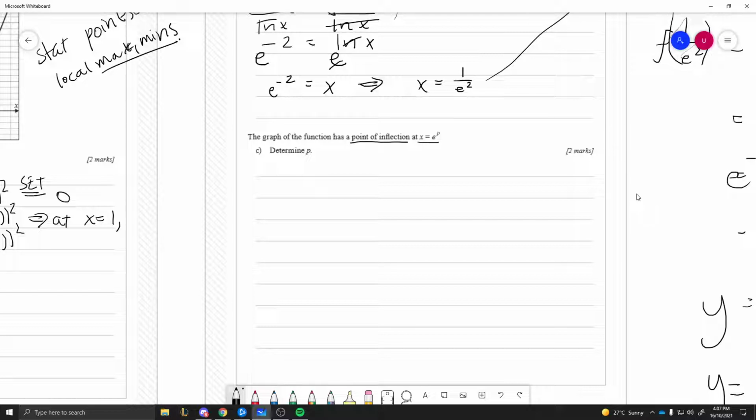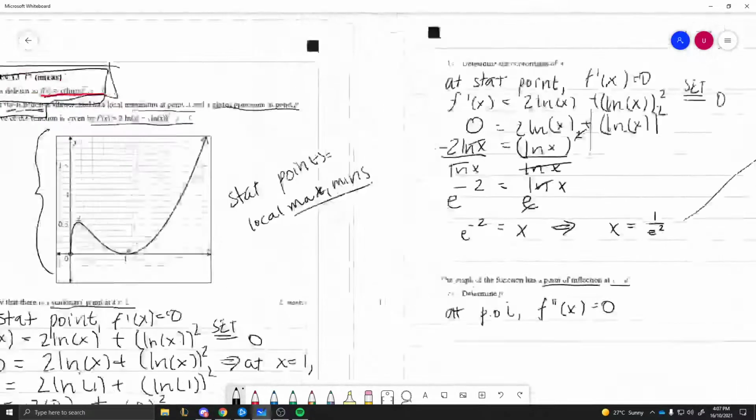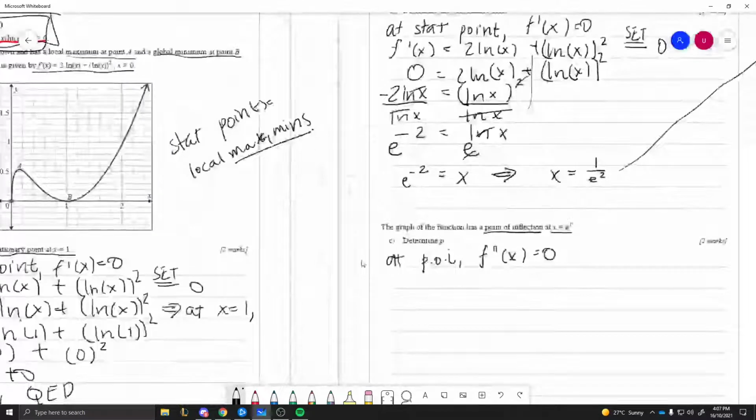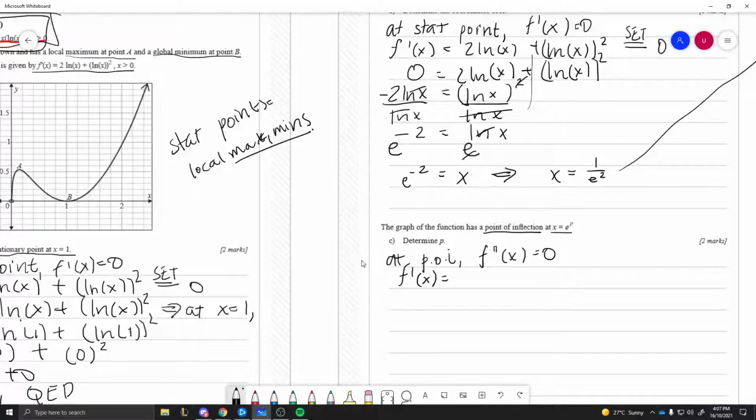A point of inflection is different to a stationary point. At a point of inflection, f double dash x equals 0. In this one, because it doesn't give you f double dash x, you need to figure that out. It already gives you the first derivative, which I'm just reading from up here: f dash x equals 2 ln of x plus ln of x squared.